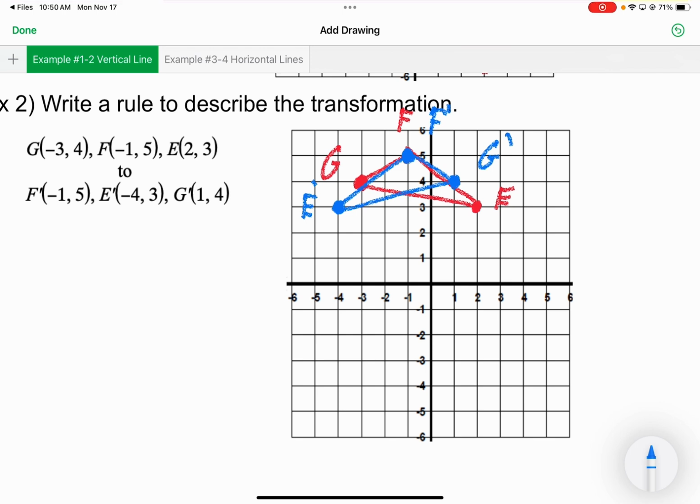Okay, so then we need to figure out what happened. Like, what did I do exactly to get from our pre-image to our image? Probably some sort of reflection, right? Over what type of line? Vertical or horizontal? Vertical? Okay. What vertical line do you think I reflected? X equals -1, says Chris. Do you guys agree? I also agree.